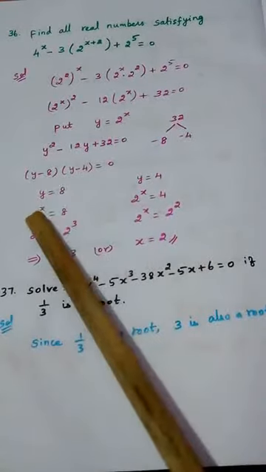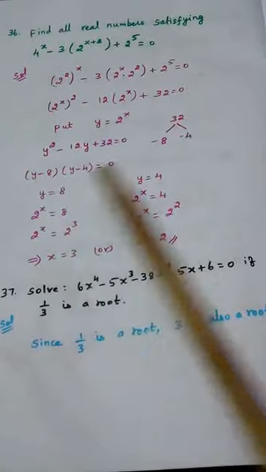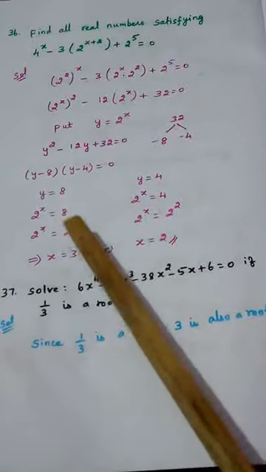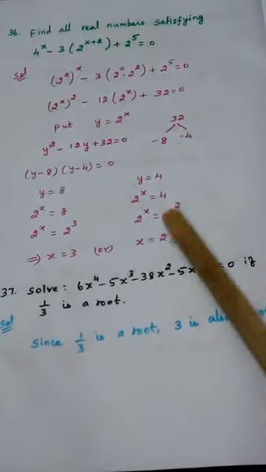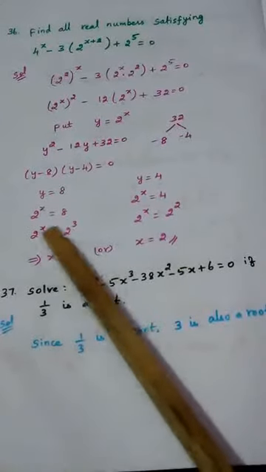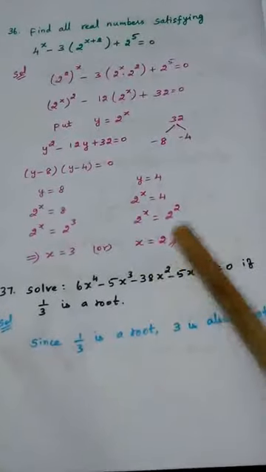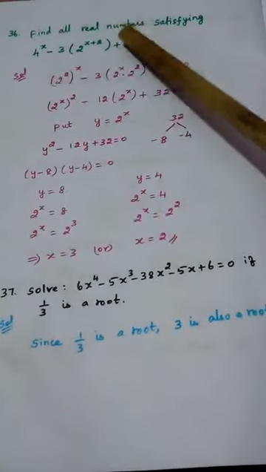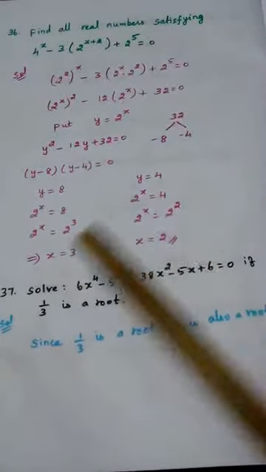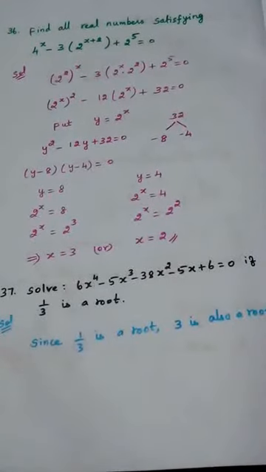So again, replace y by 2 power x. Now 8 is written as 2 power 3, 4 is written as 2 square. Since the bases are equal, the powers should be equal. So x equals 3, x equals 2. So the real numbers satisfying this equation are 3 and 2. Yes, we will go for the next sum.